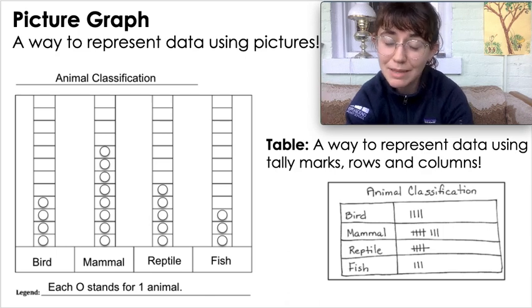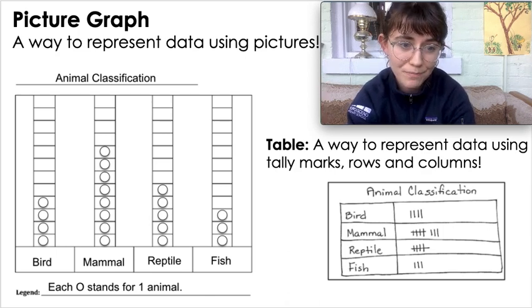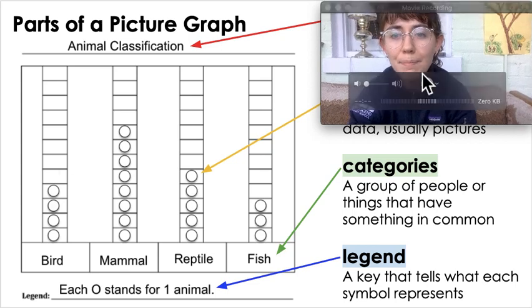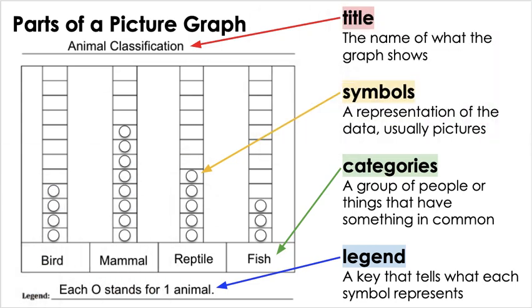There's some things that are the same, but there's also some things that are different. So on a picture graph, there's a lot of parts. We're going to have a title that's going to tell us what the graph shows. But on a picture graph, instead of tally marks, we're using symbols. Symbols are any representation of the data, usually pictures.